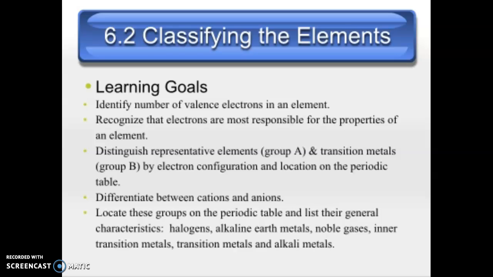And then differentiate between cations and anions. Cations are positive ions and anions are negative ions. And then locate these groups on the periodic table and list their general characteristics. Those would be halogens, alkaline earth metals, noble gases, inner transition metals, transition metals, and alkali metals.